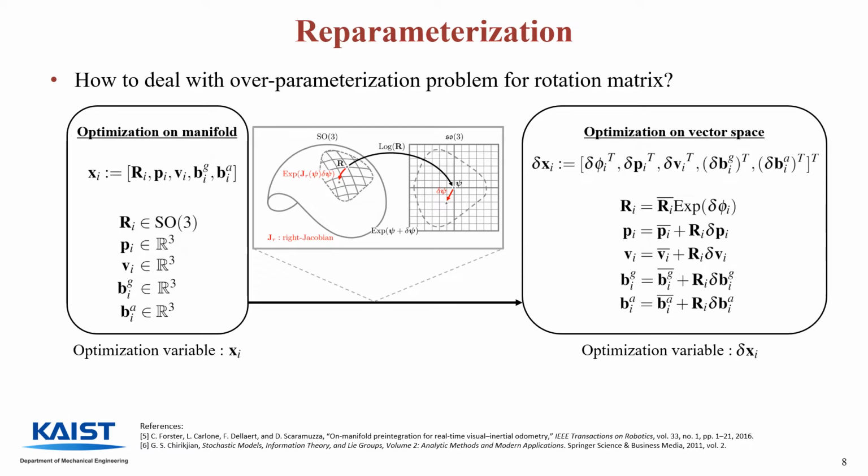In our paper, we derived our analytical Jacobians of the residuals with respect to the change of the optimization variable delta x utilizing the Lie group theories. Now with the changed optimization problem, we can properly solve the nonlinear least squares problem with the Gauss-Newton method.